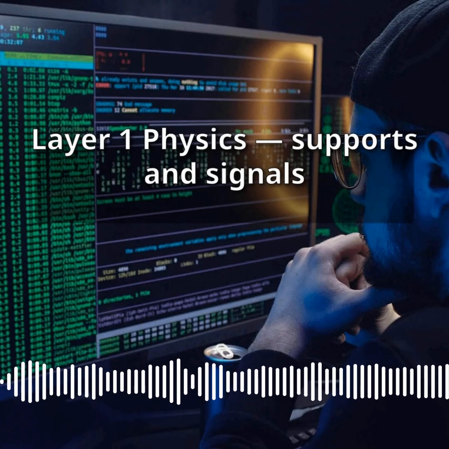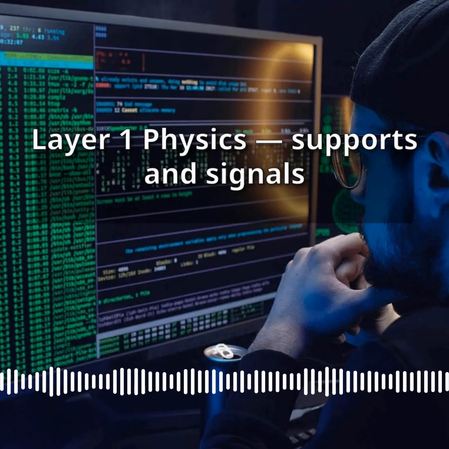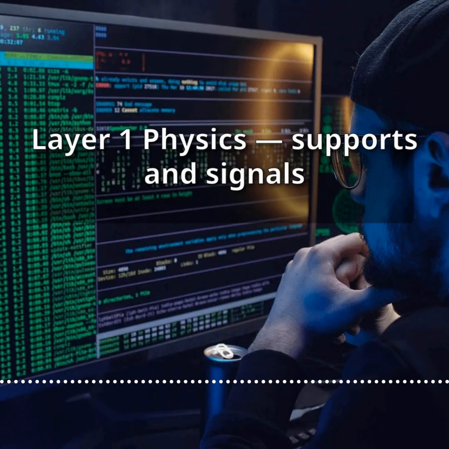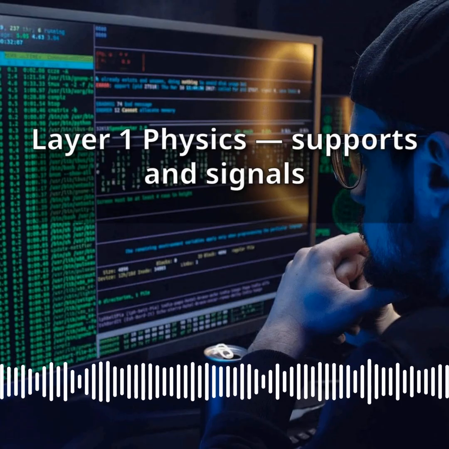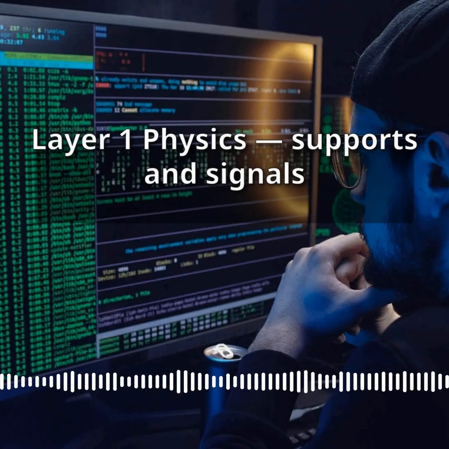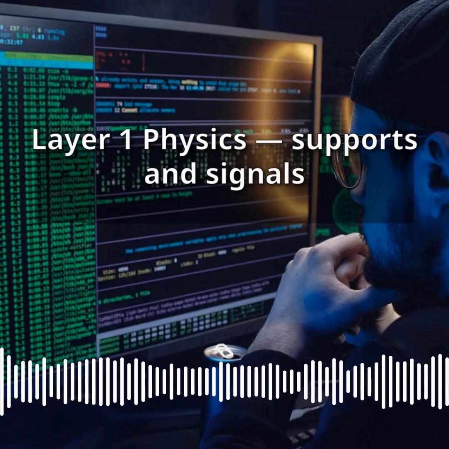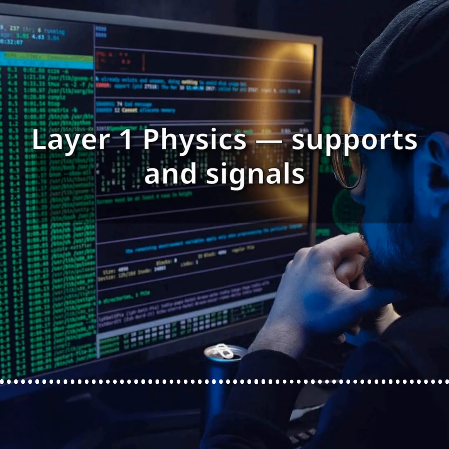For wireless transmission, data is encoded onto radio waves through a process called modulation, where properties of the wave, amplitude, frequency, or phase, are varied to represent data. Modern Wi-Fi uses complex modulation schemes like quadrature amplitude modulation to pack more bits into each transmission cycle.